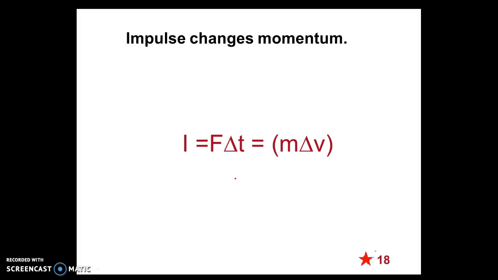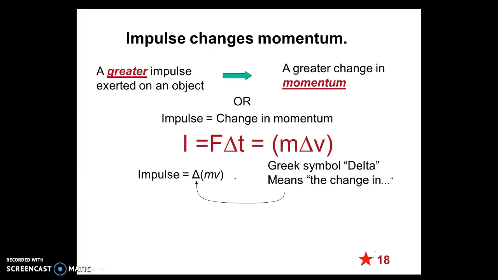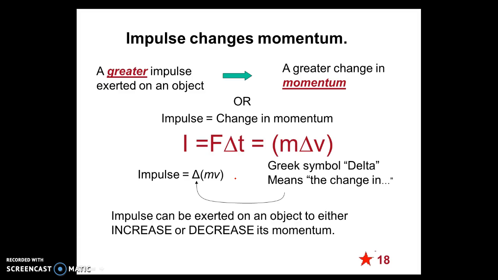So please write this down. They can be equal to each other. Note, the greater the impulse, the greater the change in momentum. So you can really be booking it if you have a greater impulse or a greater force. Okay. Don't forget, delta is change in. So the change in mass or the change in velocity will affect the impulse here as well. Impulse can be exerted to increase or decrease the amount of momentum, right?